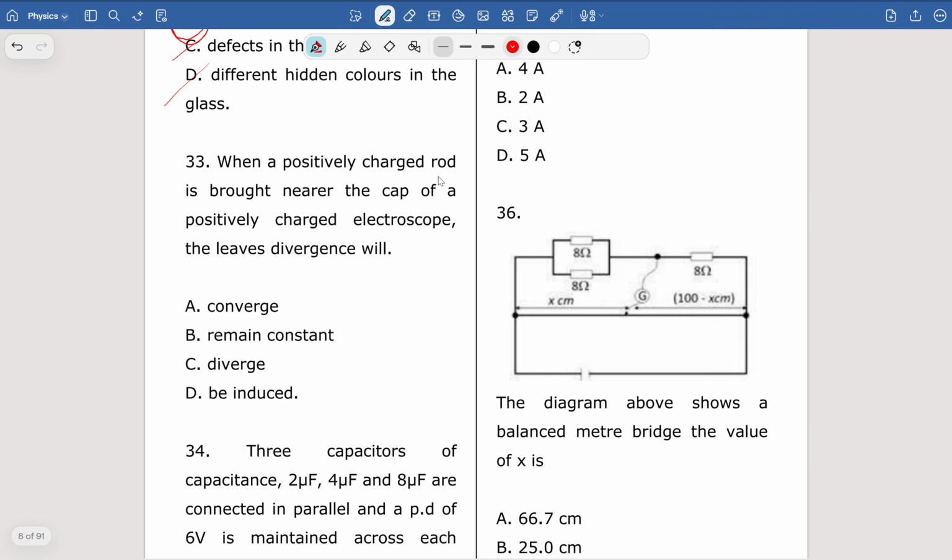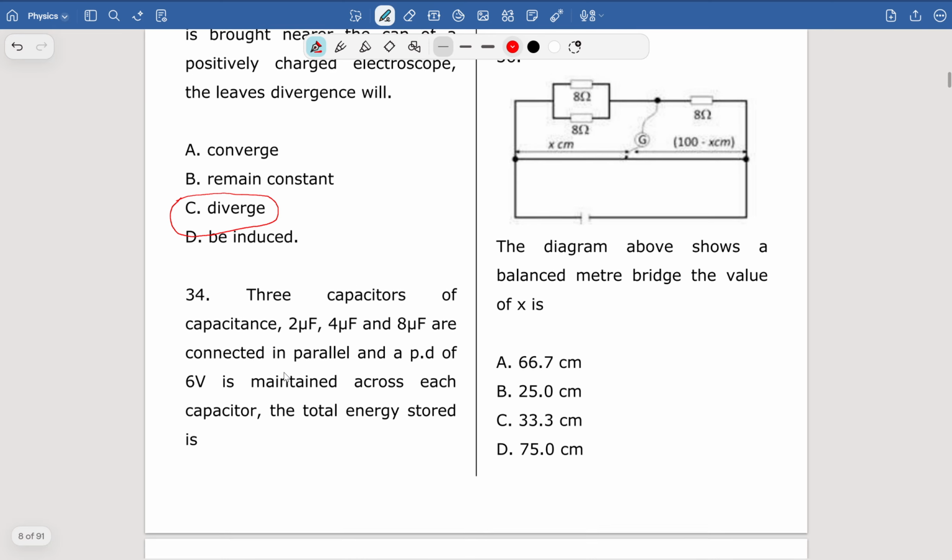So 33. When a positively charged rod is brought near the cap of a positively charged electroscope, the leaf divergence will, of course, you expect divergence to increase more. When you bring similar charges together, they're going to repel. So the divergence increases more. So you expect it to diverge.